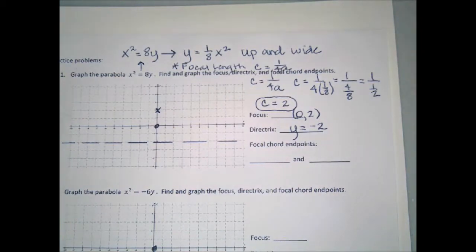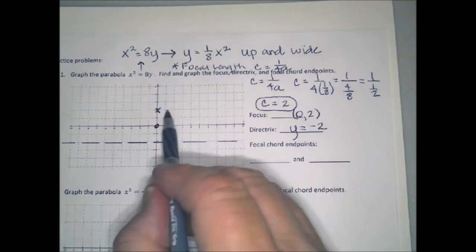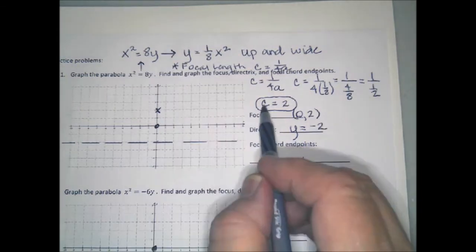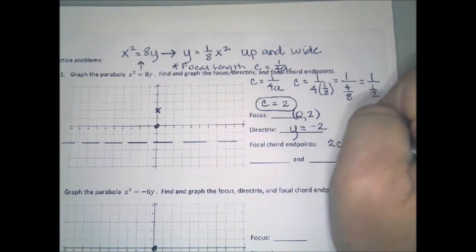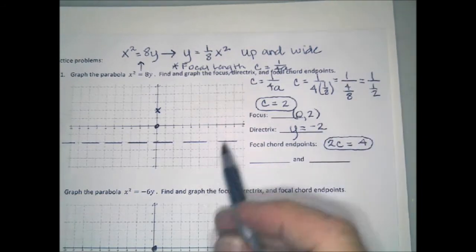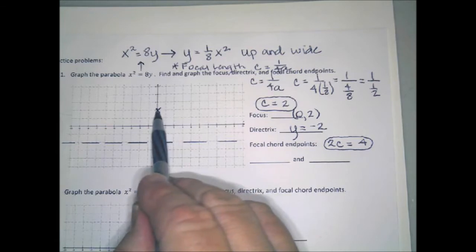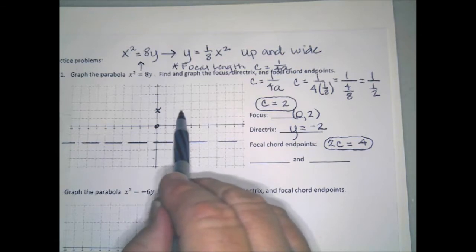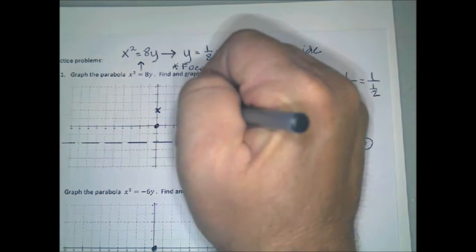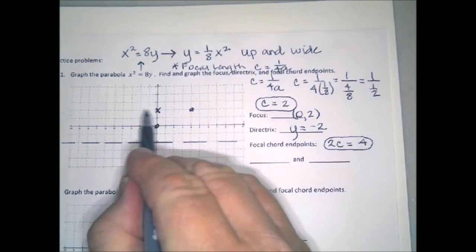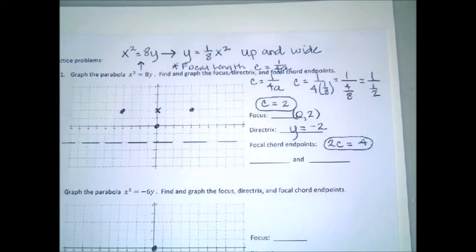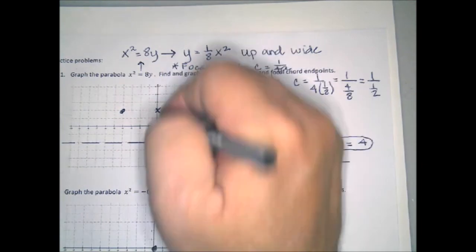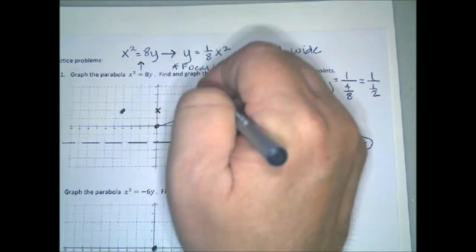Now, I also have to go to c. Okay, so if c equals 2, then 2c equals 4. And that comes into play when I do this. From the focal point, I go 1, 2, 3, 4, and I make a point right there, and I go 1, 2, 3, 4, and I make a point right there. And now I know how the parabola opens. I can sketch the parabola like this.